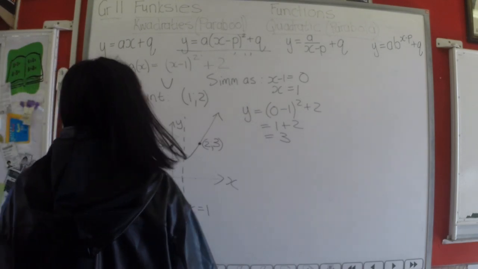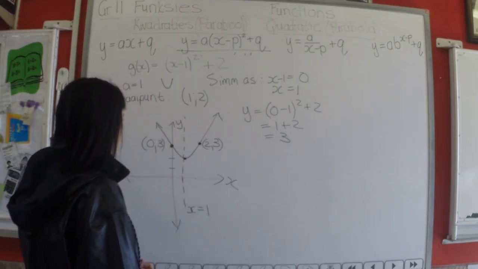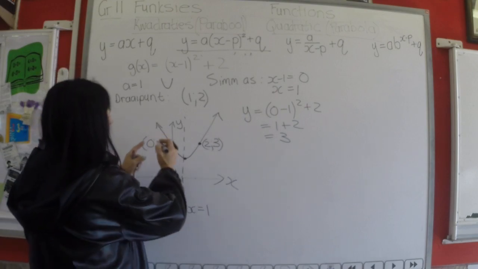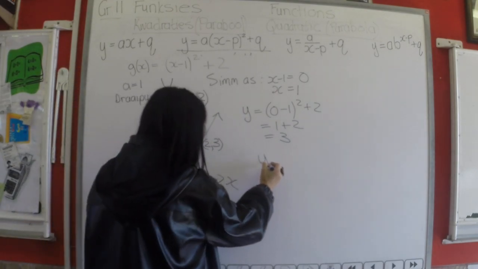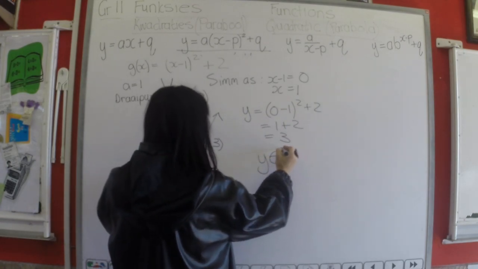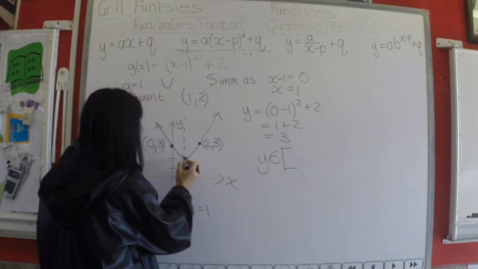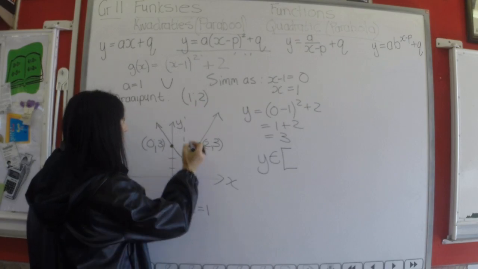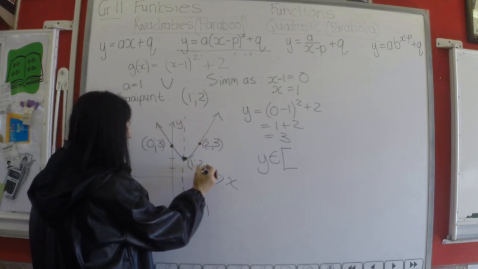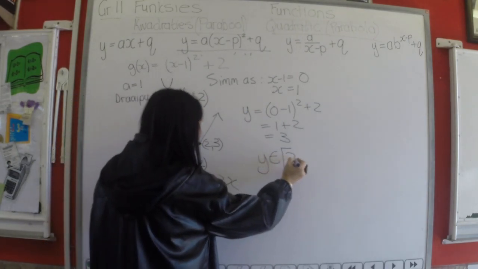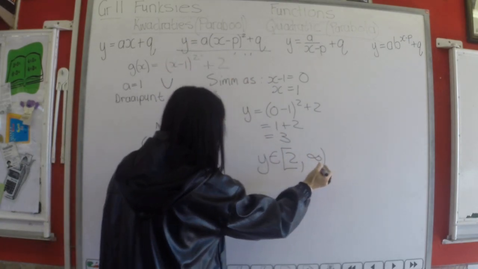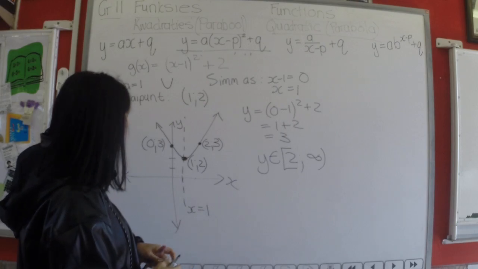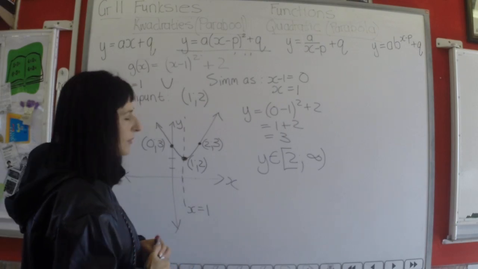Skryf die waardeversameling neer. Kom ons gaan kyk. Dis 'n smiley face. So ons begin hier onder by my y-waardes, element van by my y-waarde van my draaipunt en ons weet dis die punt (1, 2). So it starts from 2 and it goes up to infinity. Round bracket. Baie maklik parabola.